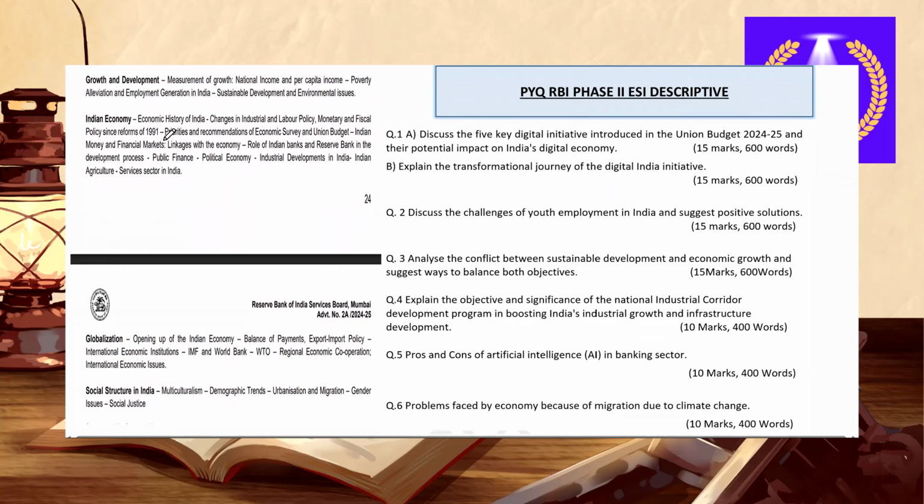Now see here. The first thing it is talking about is growth and development, then it is talking about the Indian economy, the economic reforms, how the economy has changed. Then we have public finance, the budget part, public finance, economics. They have mentioned the economic survey and union budget clearly in their syllabus. How can you skip this?